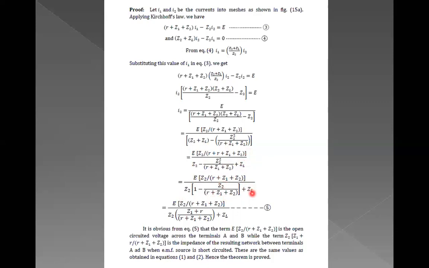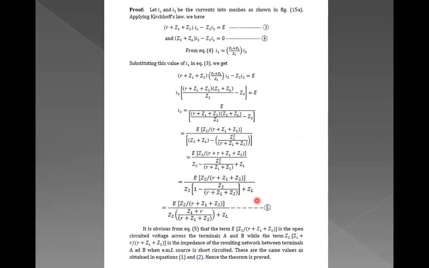This is as usual ZL. Again the numerator part is the same. So here I can say that if I take Z2 in common, and cross multiply this, and do the subtraction of Z2, the numerator part for this particular factor will be R plus Z1 divided by R plus Z1 plus Z2 plus Z3. So this we label as equation number 5.